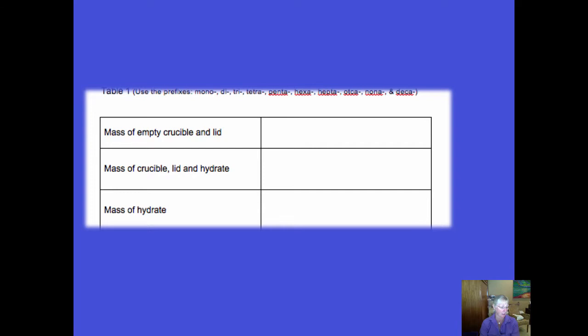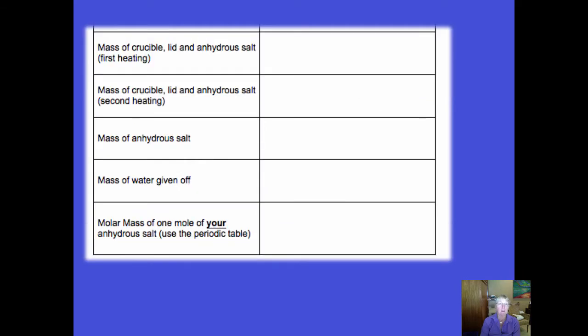Now, if you go to the next page of the lab, you'll see that we have a data table. A couple of these terms I'd like to repeat. If you see the term hydrate, that's referring to the original ionic substance that was wet. It had the water on it. If you see the term anhydrous salt, that means after you've heated it and dried it out. So it means without water. And salt is just a generic term that we use to describe ionic substances.